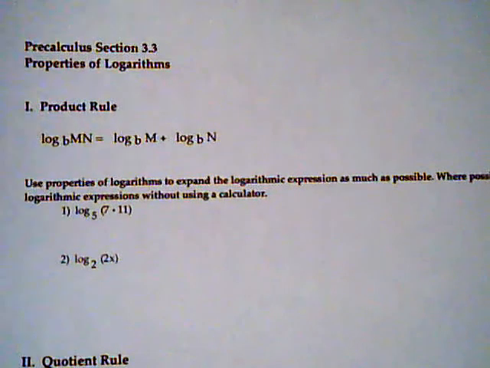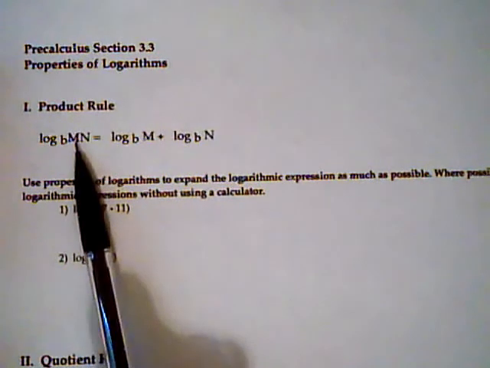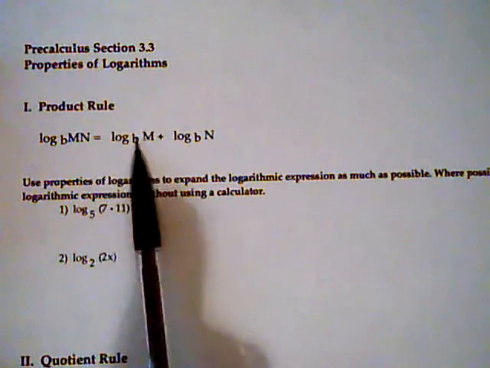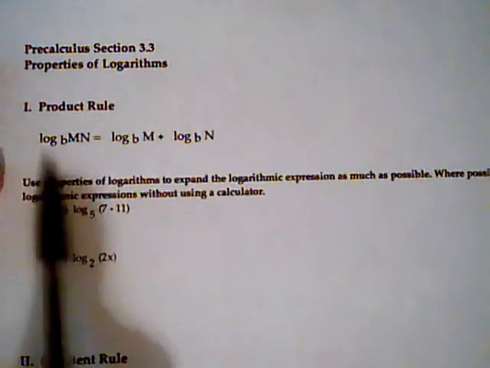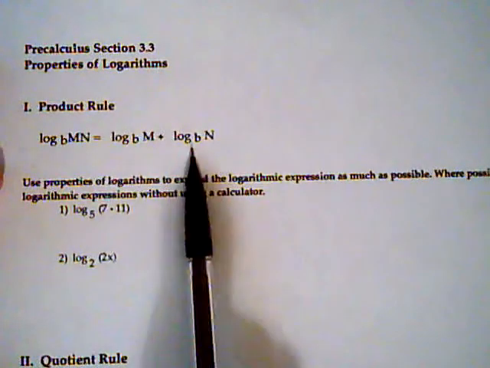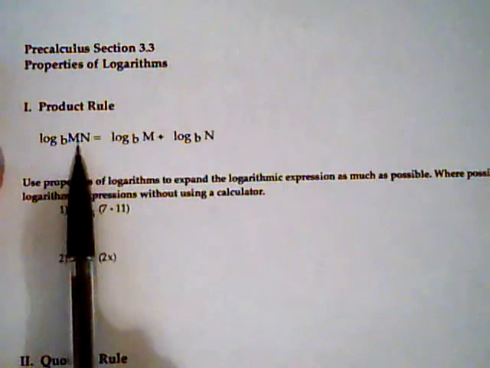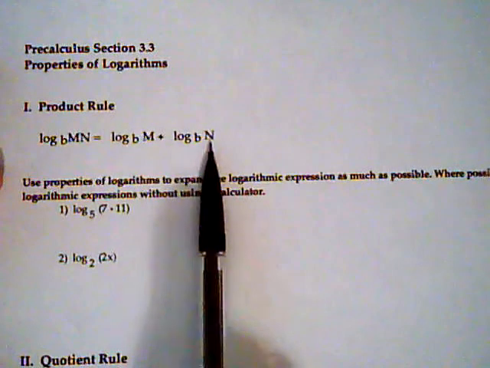Section 3.3 is on the properties of logarithms. The first one is called the product rule, and it says if you have a log of base b of an argument of m times n, that this is equal to the log of base b of m plus the log base b of n. So you're taking one logarithmic function and basically rewriting it as two. So anytime your argument is a product, you can split that apart into the sum of two different logarithms.